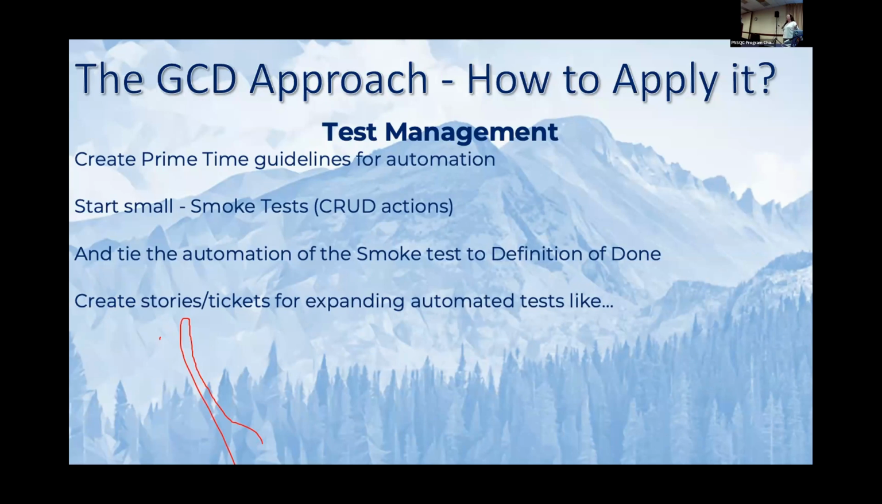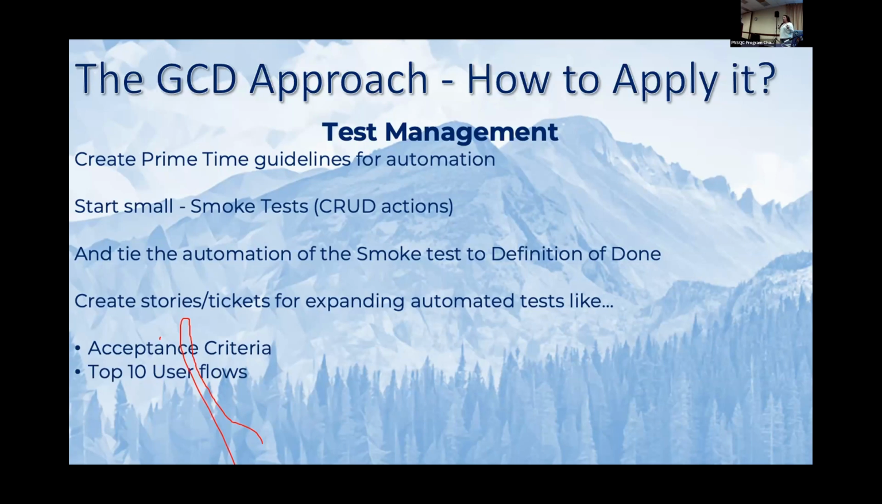Then we create those stories, and as we're in there, we tie the definition of done of that story to the smoke test automation actually being done. So we don't move that card out of the in test column, and we don't consider the work complete until that smoke test has been automated and is adhering to our prime time guidelines. Once you've got those smoke tests in and running consistently, and you've got some good repetitions there, then you can start expanding.